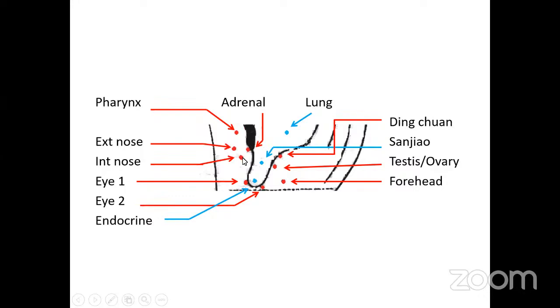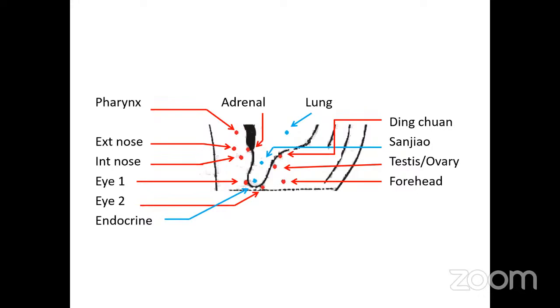Now here again there are two areas just anterior to the tragus, the external and the internal nose. The external nose is on the external surface, the internal nose is on the medial, inner surface. And just at the level of the external auditory meatus comes the pharynx. The pharynx is also on the medial surface, not on the external surface.